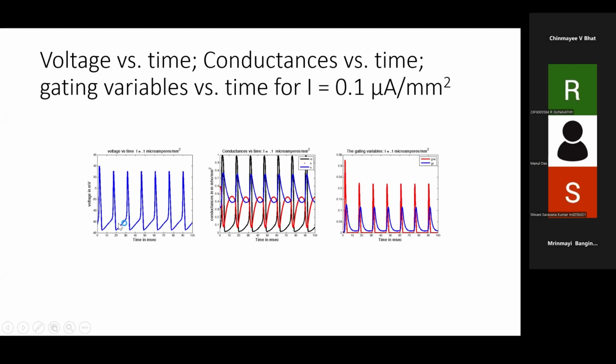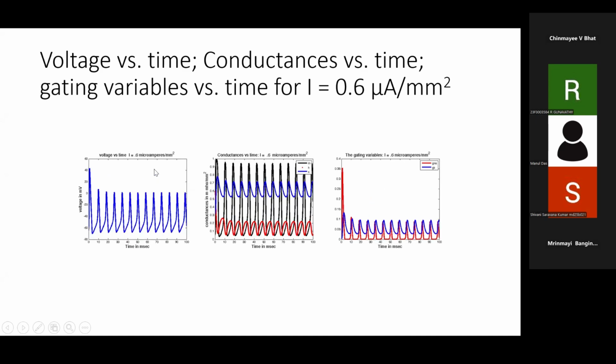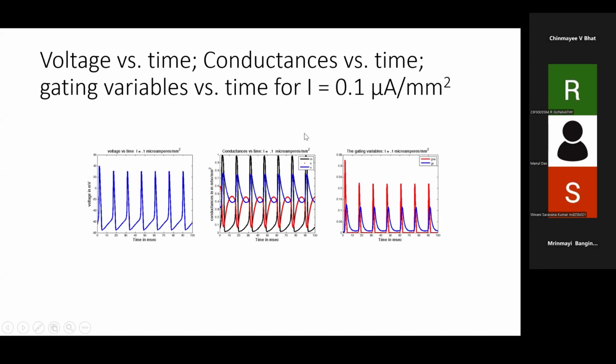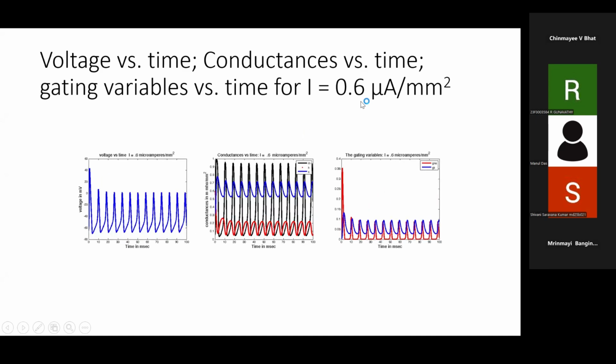Right, and once they are created, the duration and shape are pretty much standard, but as you keep increasing the current, the amplitude of the AP goes down. See that here it goes all the way to +30. But when you increase the current from 0.1 to 0.6, the amplitude has gone down to almost 0. Only slightly positive, that's all.